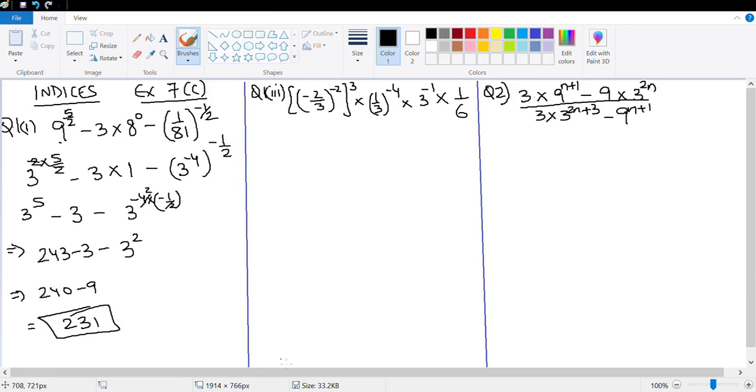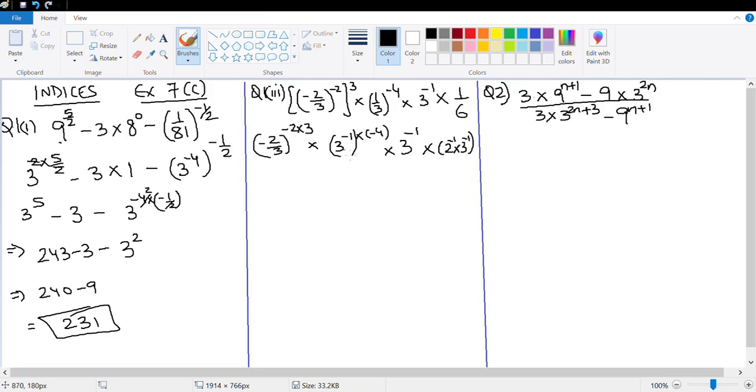Perfect, simple. Let's try question number 1, part 3. So I notice there are many powers, so let's try and solve. Negative 2 by 3, negative 2 into 3, multiplied with 3 to the power negative 1 multiplied with negative 4, because 1 upon 3 can be written as 3 to the power negative 1, multiplied with 3 to the power negative 1 multiplied with 6, which can be written as 2 to the power negative 1 multiplied with 3 to the power negative 1, which is basically 1 upon 2 into 1 upon 3.